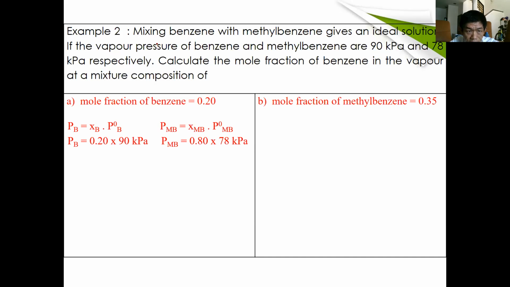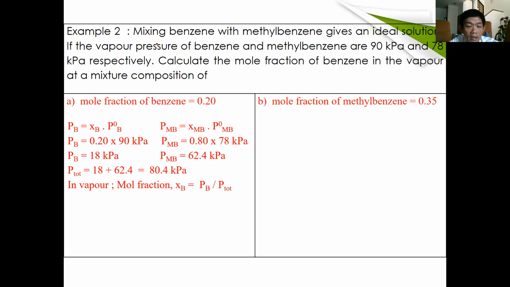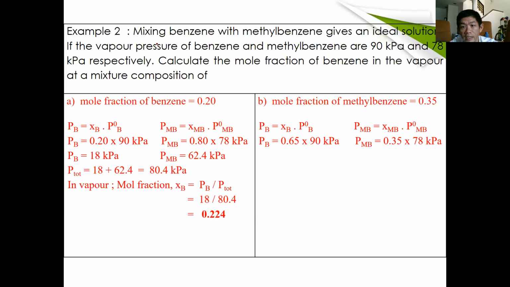For benzene it is 0.20 times 90 kilopascal. For methylbenzene it is 0.80 times 78 kilopascal. Press your calculator. The partial pressure of benzene is 18 kilopascal. The partial pressure of methylbenzene is 62.4 kilopascal. Sum up, the total pressure will be 80.4 kilopascal. The mole fraction of benzene in vapor is equal to the vapor pressure of benzene over the total vapor pressure. So 18 divided by 80.4, you get 0.224.